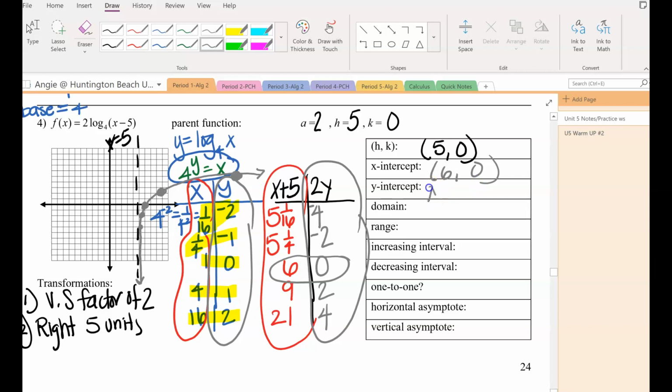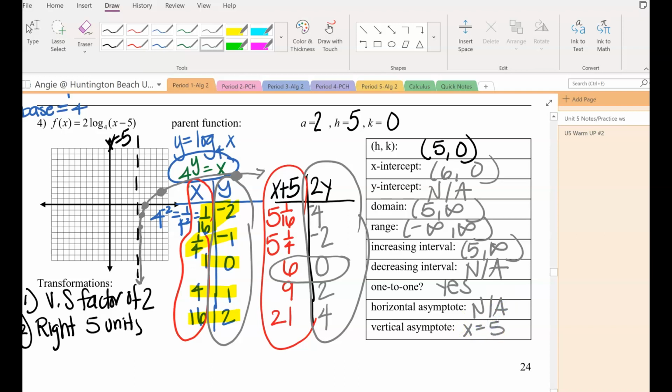Y-intercept, we do not touch the y-intercept because, as you can see, we're all the way to the right. The domain is going to be, as you can see there, bigger than 5, so 5 to infinity. The range is always all reals for log functions. It is increasing over the entire domain, so 5 to infinity. That means nothing left for decreasing. It is 1 to 1. We don't have a horizontal asymptote, but we do have a vertical at x equals 5.